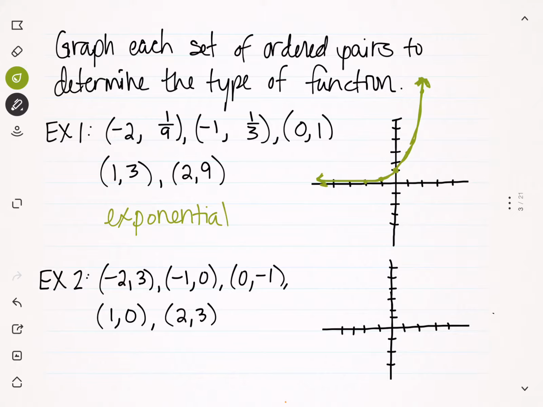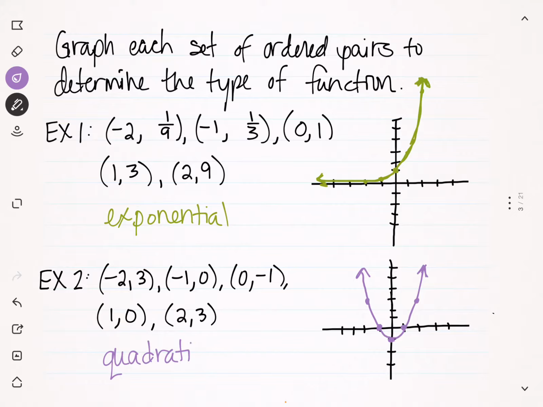Okay, let's look at number 2. So let's see, -2, +3, -1, 0, 0, -1, 1, 0, and 2, +3. If I connect these points, that makes my U-shape. We also call that a parabola. So number 2 is a quadratic function.